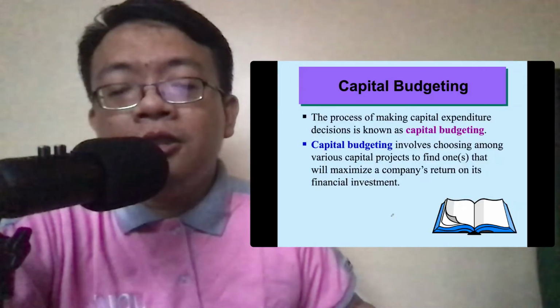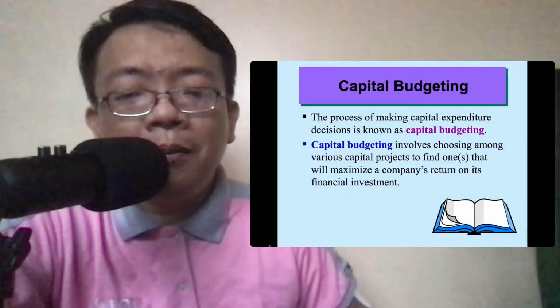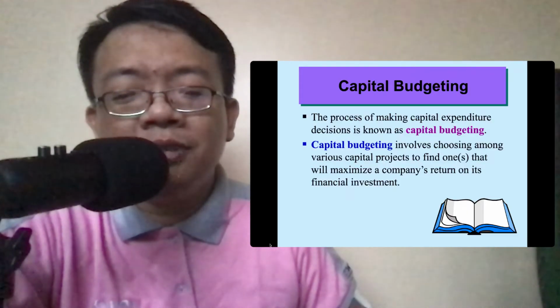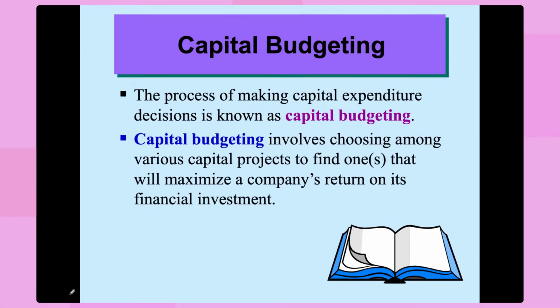Now, what do you mean by capital budgeting? In the first place, what do you mean by capital budgeting? When you say capital budgeting, basically you make capital expenditure decisions, and it involves choosing among capital projects. As part of management accounting or financial management, our goal here is to maximize the company's return.